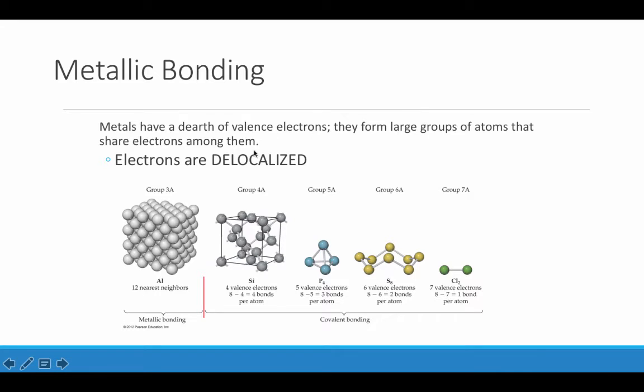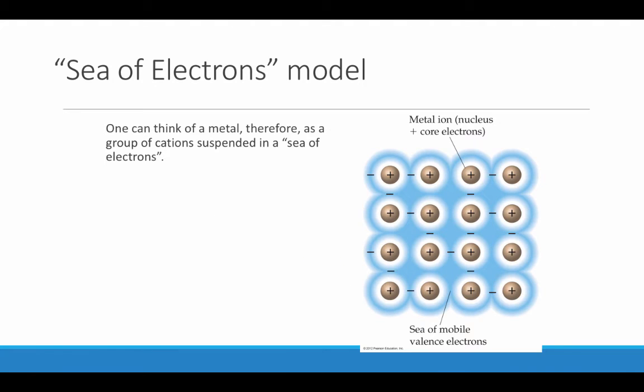Here we see examples of covalent bonding where the electrons are localized. They exist between the two atoms in the bond. And here we see metallic bonding, where the electrons are shared among many of the neighboring atoms. This way of thinking about bonding in metals is often called the sea of electrons model. Here we see the positive metal cations, represented in gray, surrounded by this blue sea of electrons that's both mobile and belongs to all of the atoms in the solid.